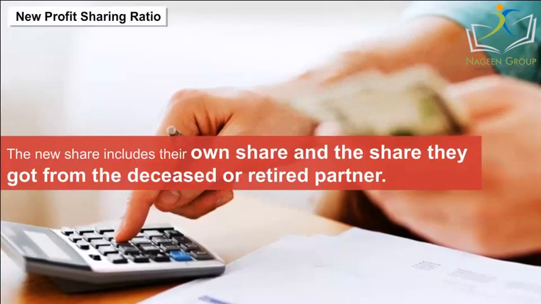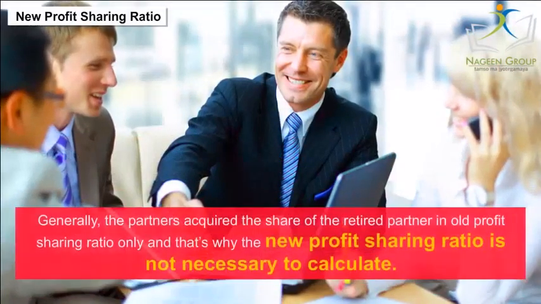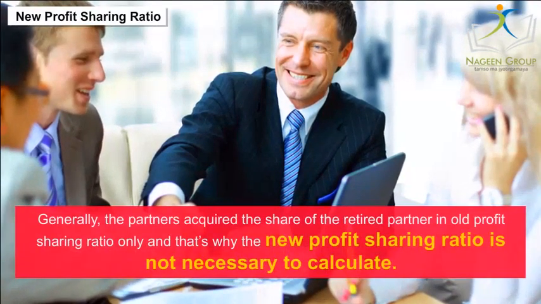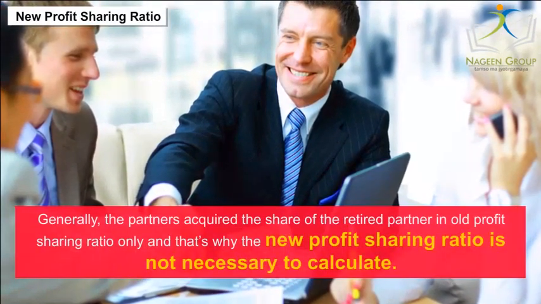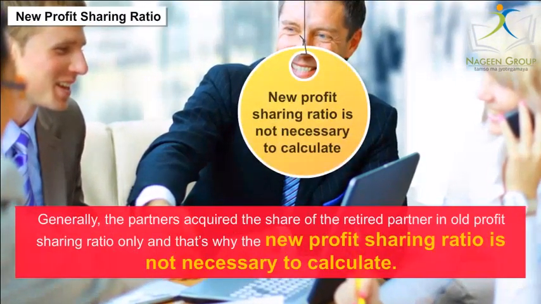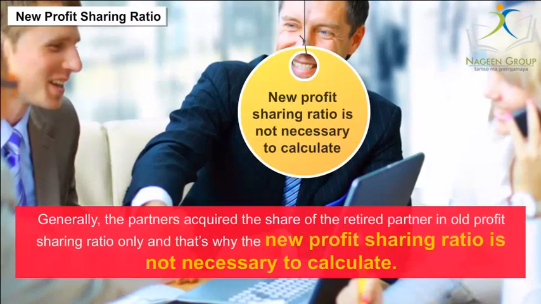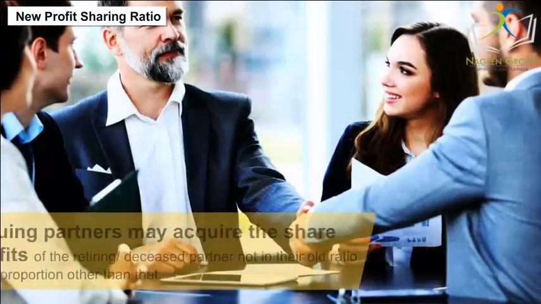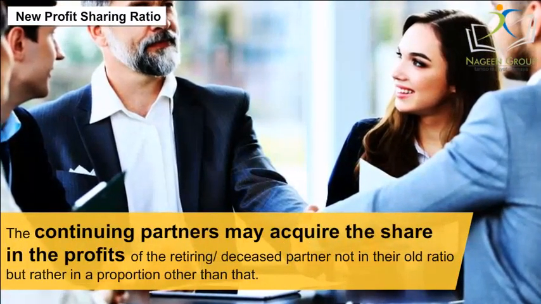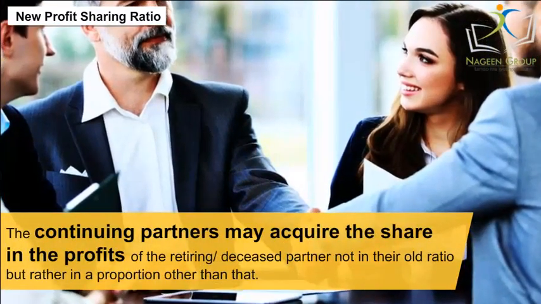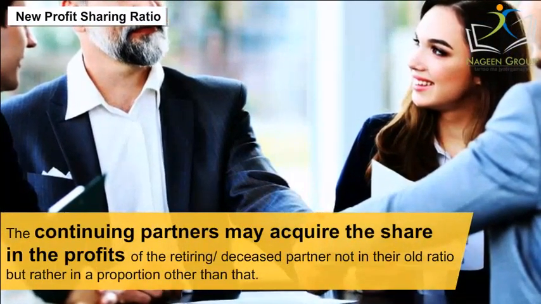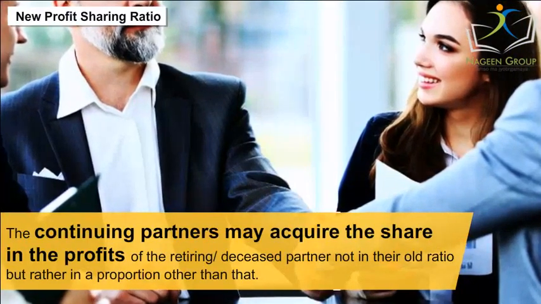Let us take the two situations. A. Generally, the partners acquire the share of the retired partner in the old profit sharing ratio only, and that's why the new profit sharing ratio is not necessary to calculate. B. The continuing partners may acquire the share in the profit of the retiring or deceased partner not in their old ratio, but rather in a proportion other than that.